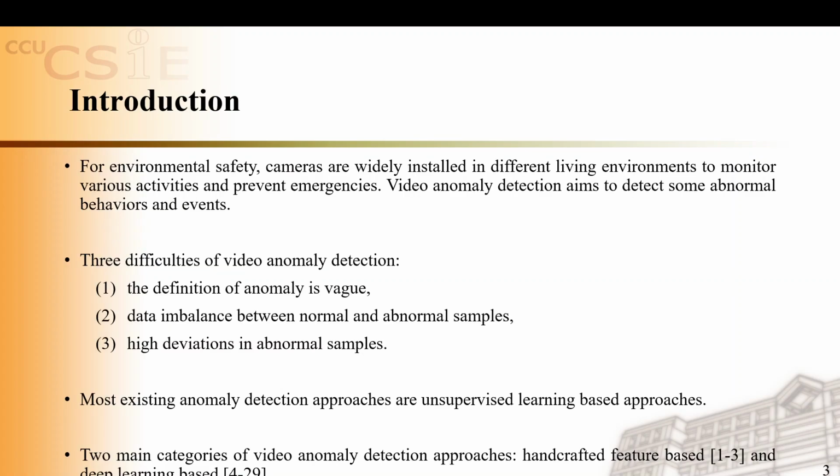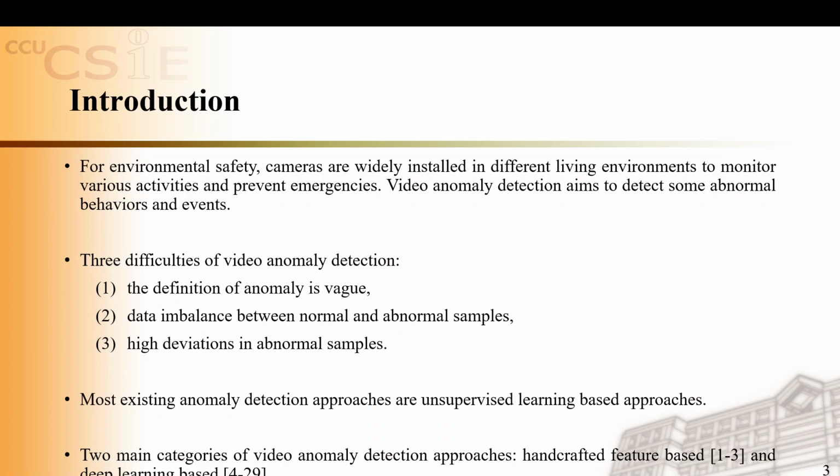For environment safety, cameras are usually installed in different living environments to monitor different activities and prevent emergencies. There are three difficulties of video anomaly detection. First, the definition of anomaly is vague. Second, data imbalance between normal and abnormal samples, and high deviation in abnormal samples.